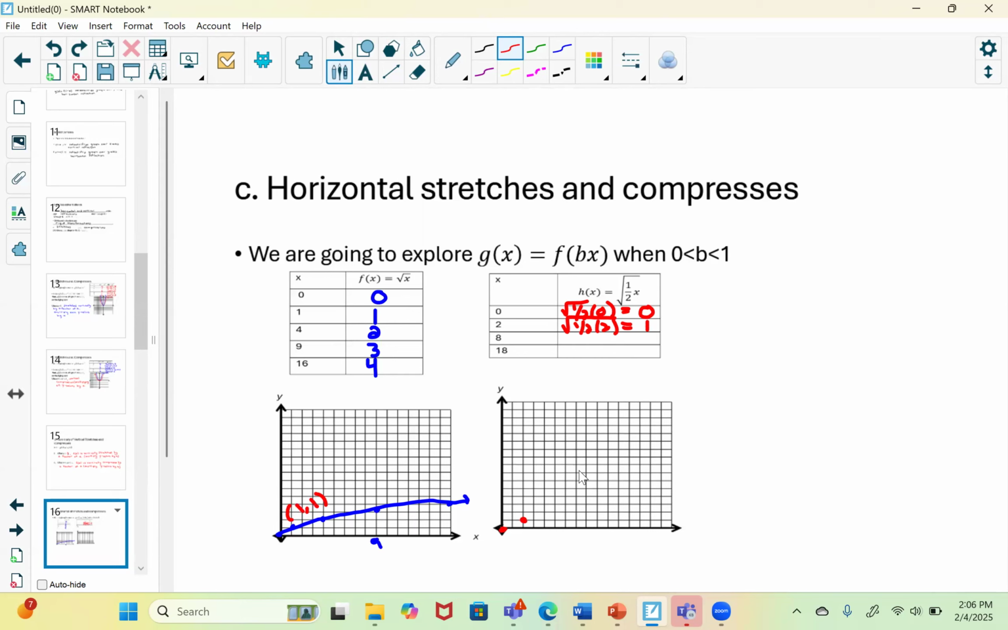So remember, this is 1, 1. Now I have the point 2, 1. If I do 8, well, sorry, I need to make this bigger. Square root of 1/2 times 8. 1/2 times 8 is 4, and the square root of 4 is 2. So I have 8, 2. And then 18. The square root of 1/2 times 18. Half of 18 is 9, and the square root of 9 is 3. So I have 18, 3. Okay, so this is 16, 17, 18, and then 3.